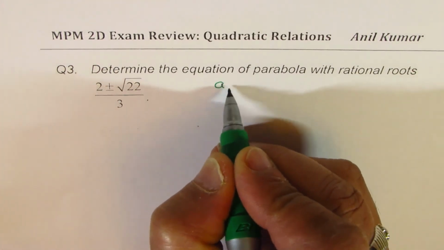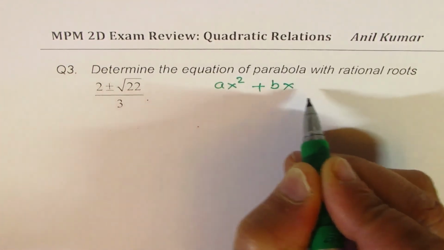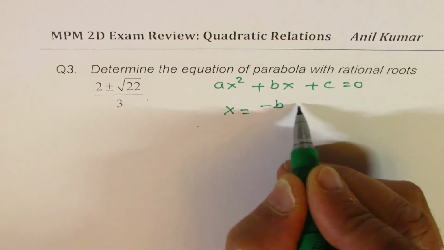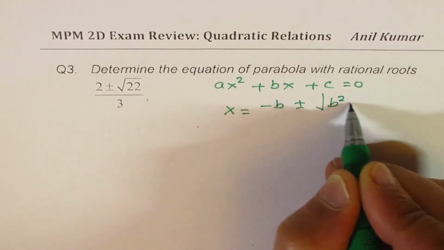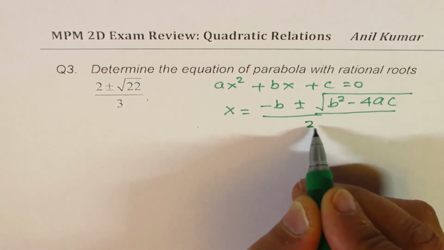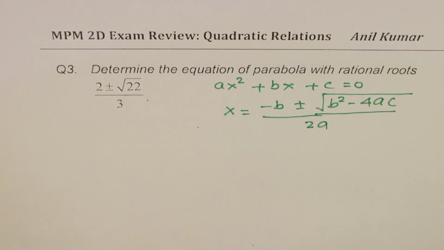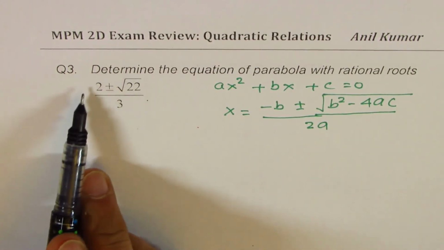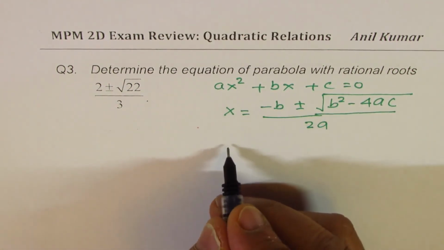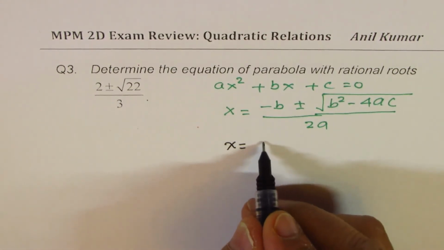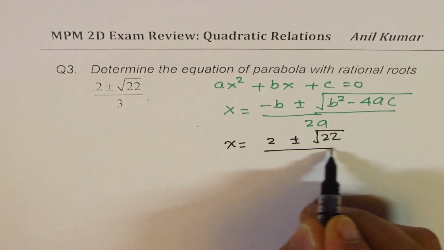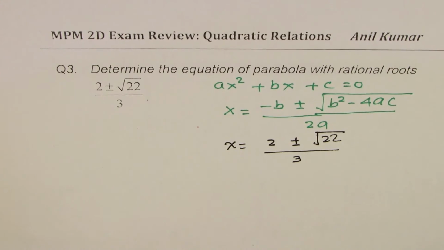I hope you remember that if the equation is ax square plus bx plus c equals 0, in that case the value of x is what? It is minus b plus minus square root of b square minus 4ac, everything over 2a. Perfect. So that is what the equation is. Now let us see what we are given. You can relate this with the equation, right? So what we are given here is basically the roots. We are given x equals 2 plus minus square root of 22 over 3. So if you compare, what do you get?